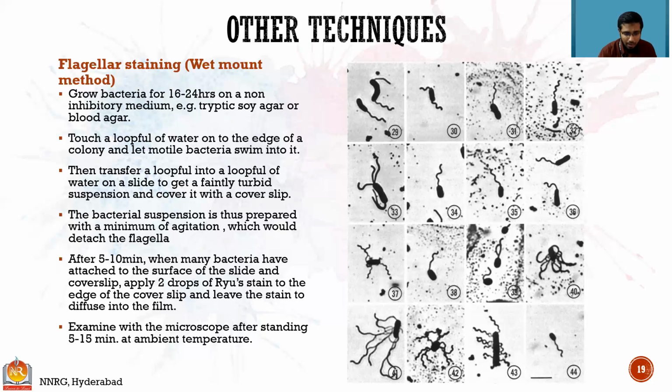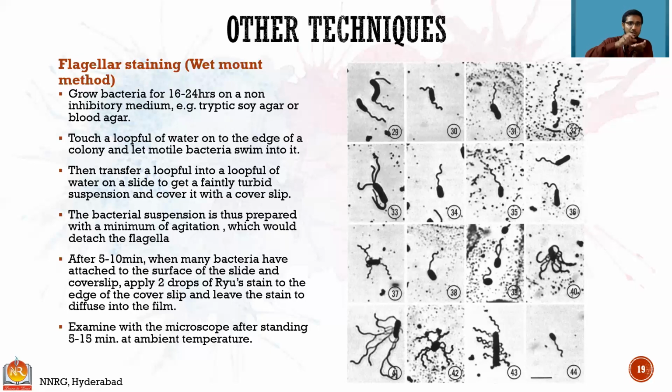After 5 to 10 minutes, when many bacteria have attached to the surface of the slide and cover slip, apply 2 drops of Ryu's stain to the edge of the cover slip and leave the stain to diffuse into the film. What it means is, after we get a turbid solution on the glass slide, we need to agitate it, then put a cover slip onto it, and then add, beside the cover slip, Ryu's stain.